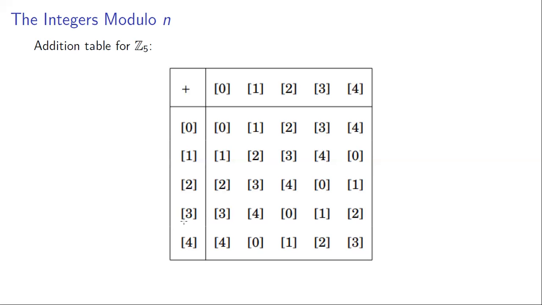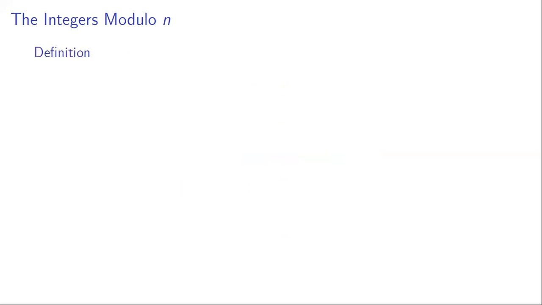How about 3? 3 plus 0 is 3. 3 plus 1 is 4. 3 plus 2 is 5, but it becomes 0. 3 plus 3 is 6, but it becomes 1. 3 plus 4 is 7, but it simplifies to 2, and so on. So that's the table for Z sub 5. So that's addition. Now we can do a similar thing for multiplication.